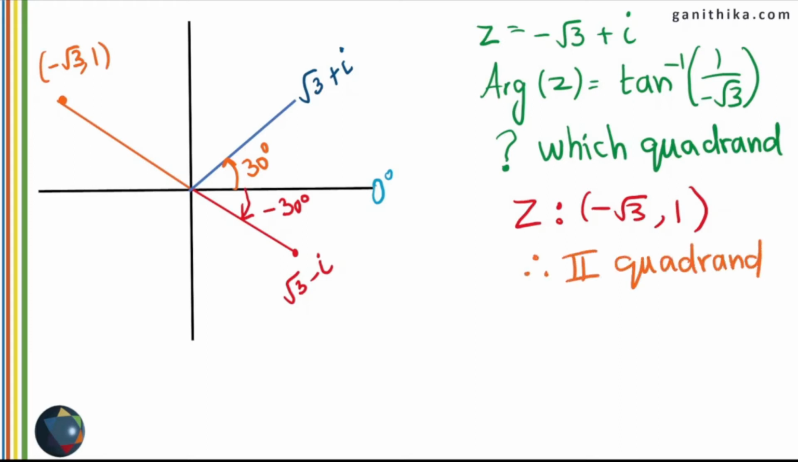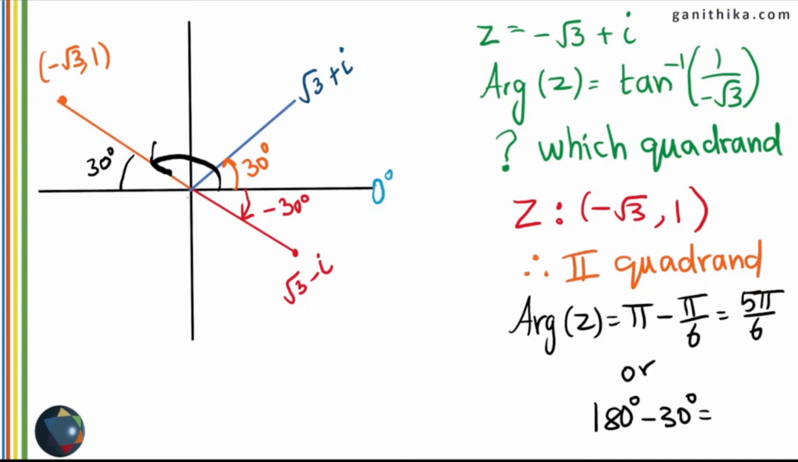Therefore, negative 30 degrees is not the answer for the argument for this question. So we need to consider this as being in the second quadrant. This is 30 degrees. Therefore, the argument of z is measured from the 0 degrees up to the complex number, which is here. Therefore, the argument of this complex number is pi minus pi over 6 or 180 minus 30, which is 150 degrees. Therefore, you have to consider where the complex number is situated. In this case, it is situated in the second quadrant. Therefore, tan inverse of 1 over negative root 3 is not the same as minus 30 degrees. It is the same as 150 degrees.